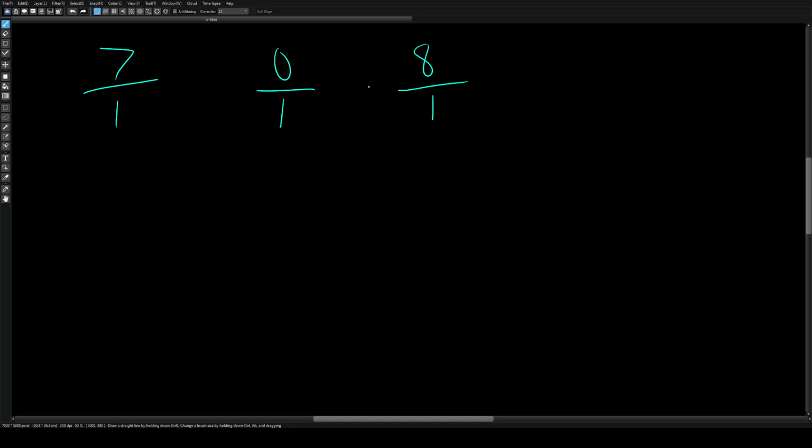And if this were negative, the same concept applies. It would still be divided by 1. There is no difference at all. So those are rational numbers. Now, let's continue.